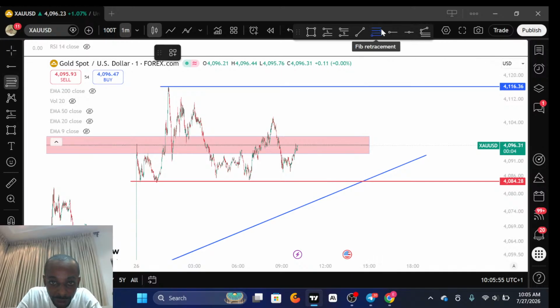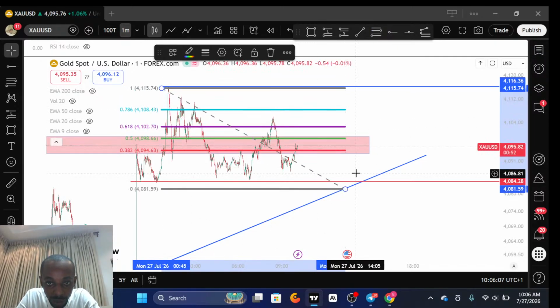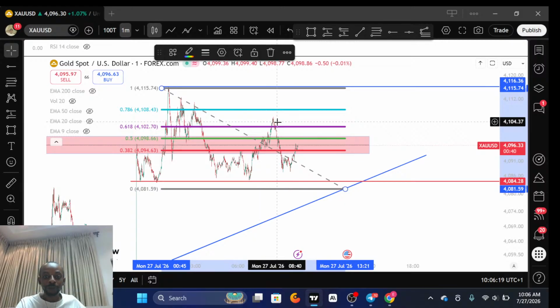Now let's check something. If I'm going to use my Fibonacci retracement to check if this market was okay before to enter. Okay. You see, the market has really given a touch before a reversal. But because we don't have a clean break of structure to the lower side, that means a change of character.